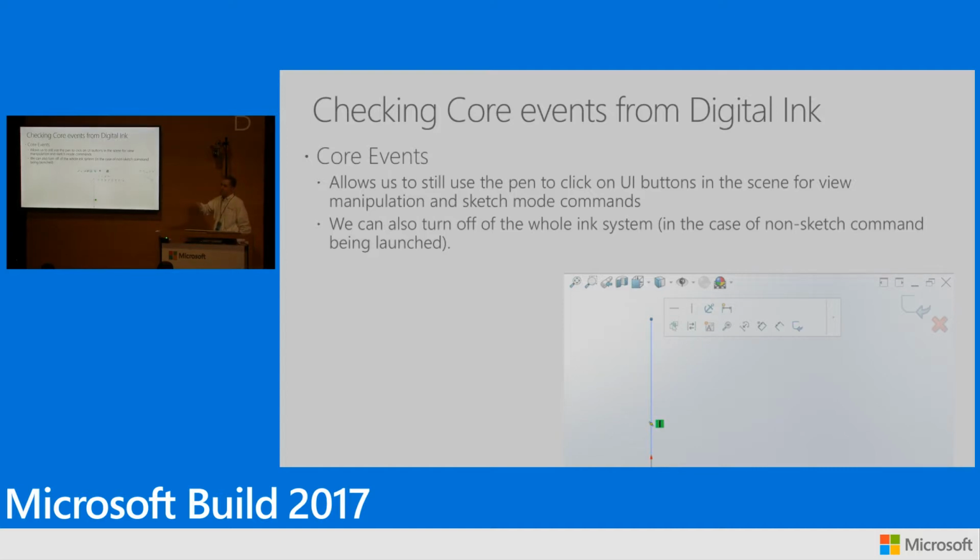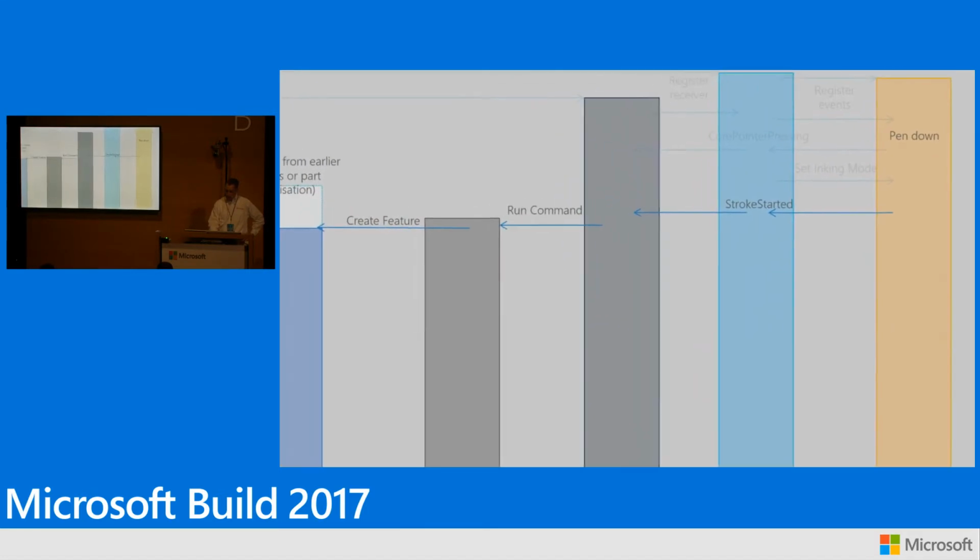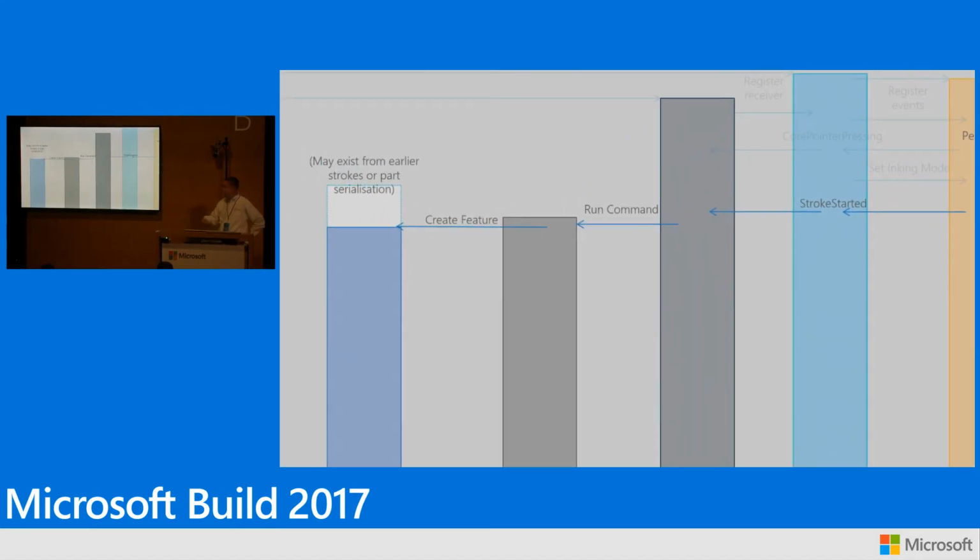The first thing we do is check to see what it's over. We get those core events back, like, hey, I'm pressing a button with the pen, and then we don't turn the inking system on. If we don't get that back, then we turn it on and start the inking. So it's off most of the time until you actually need it, with the pen down over space that you can ink on.